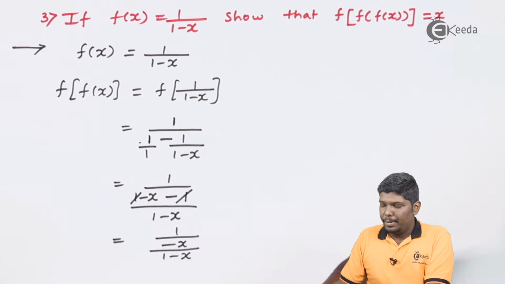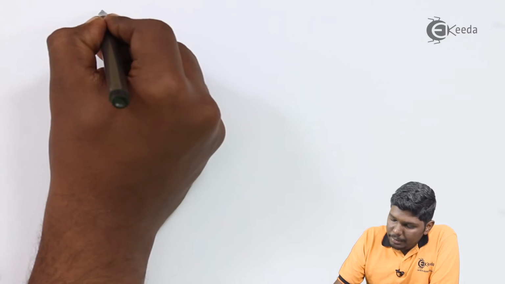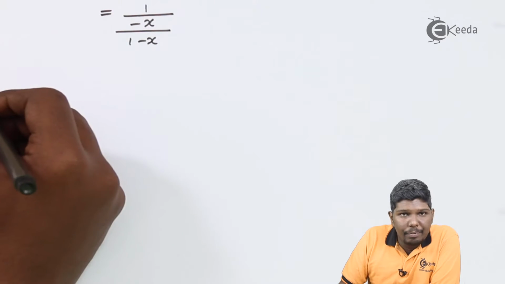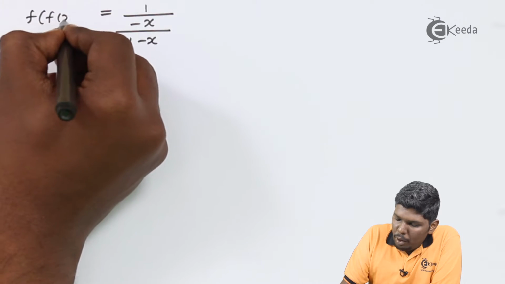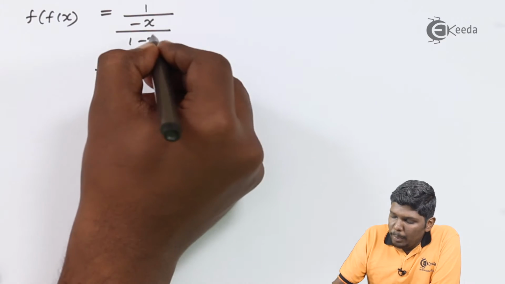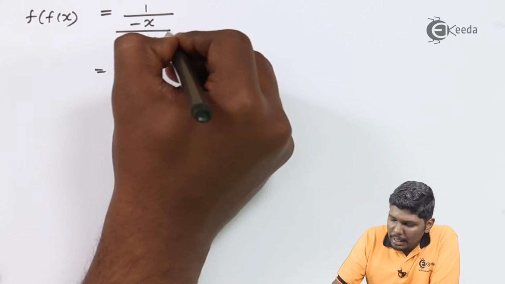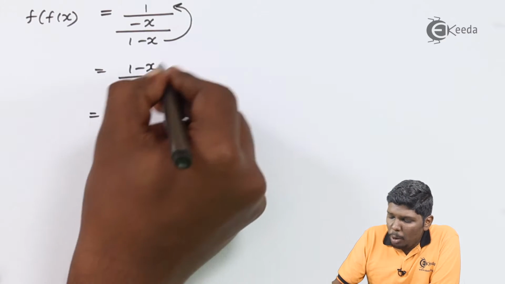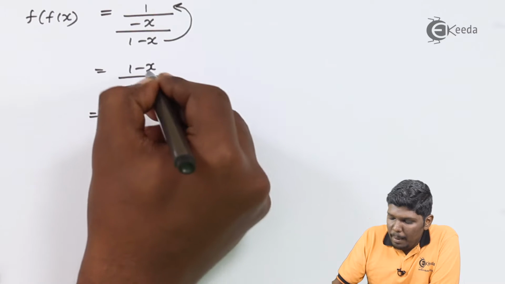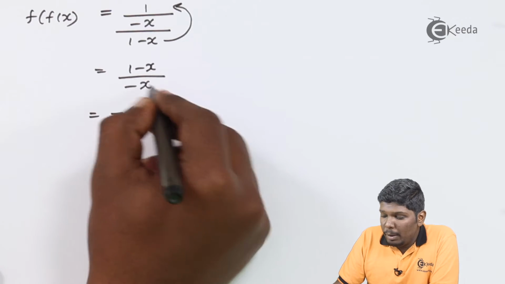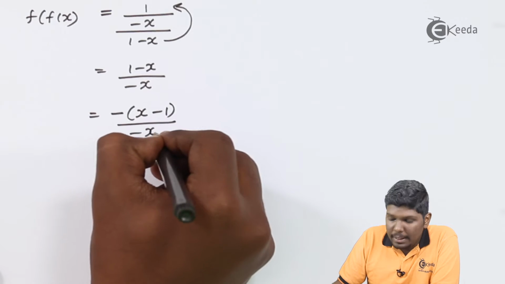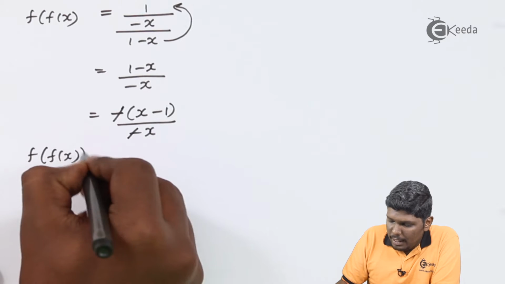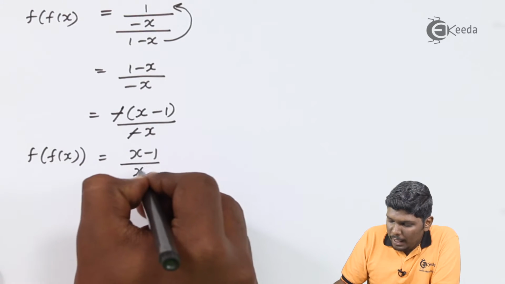Now let us see the next step. The previous step was 1 upon minus x upon 1 minus x. That was f(f(x)). So the numerator will be directly 1 minus x, and the denominator will be minus x. If we take the minus sign common from the numerator itself, the numerator, minus x will become plus x, and plus 1 will become minus 1, upon minus x. So the minus will be cancelled. We'll get f(f(x)) as x minus 1 upon x.